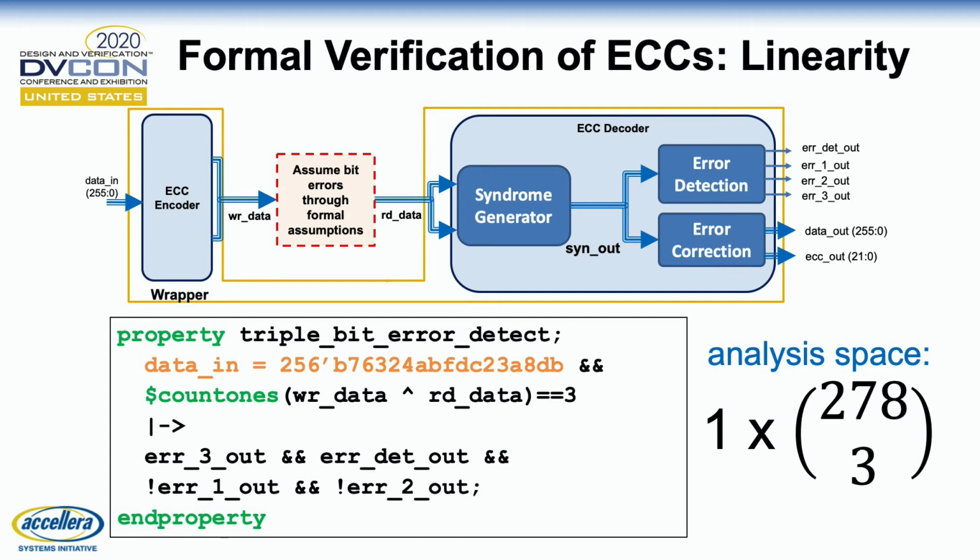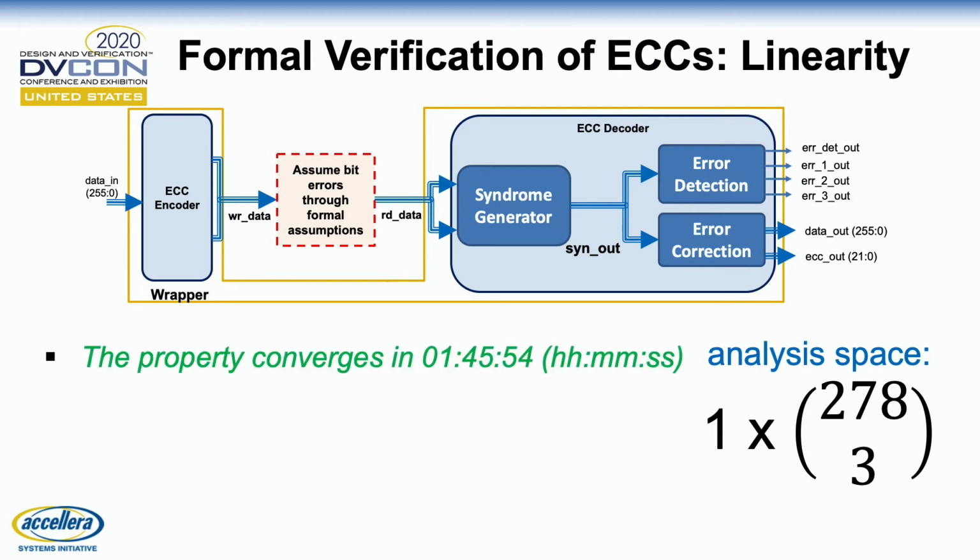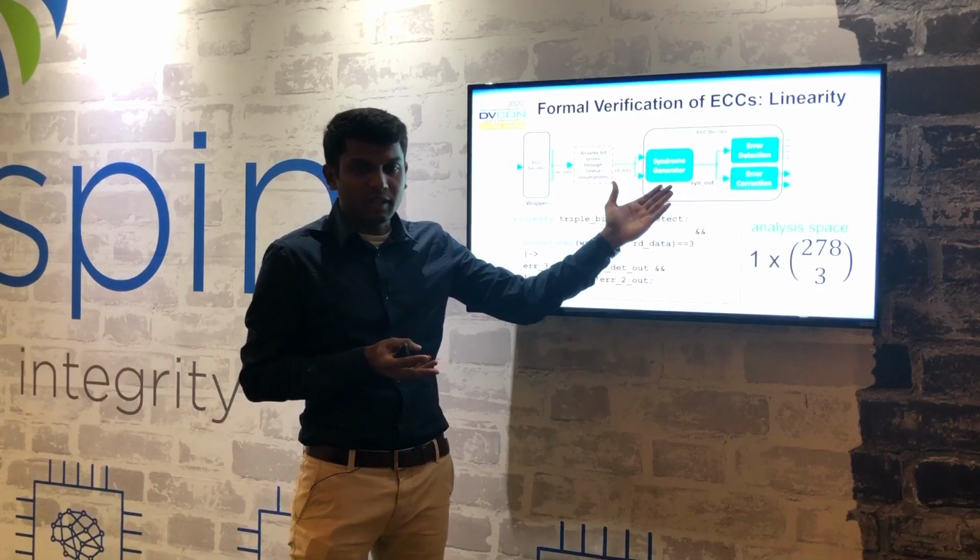So there is a significant reduction of the analysis space, and as a result, when we run this property in our formal tool, the property converges within 2 hours. To be specific, the property converges in 1 hour 45 minutes. And this is the approach, and so what I showed so far is just one property, but we need such properties for detecting 2-bit errors, detecting single-bit errors, and corresponding properties for determining the correction capability of the circuit.